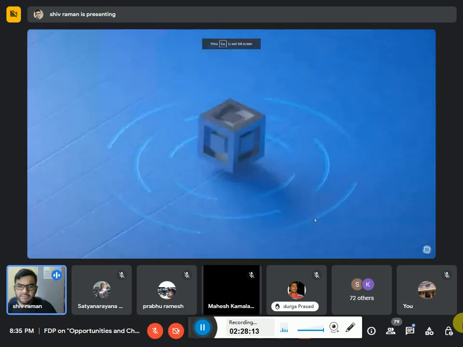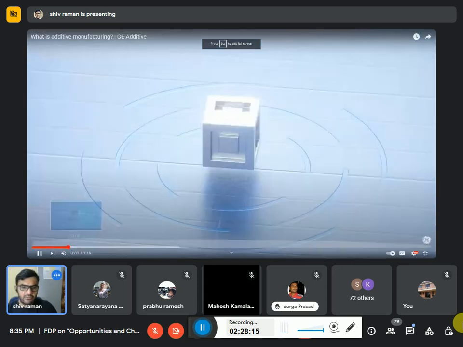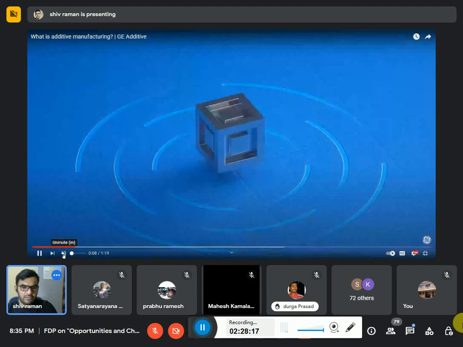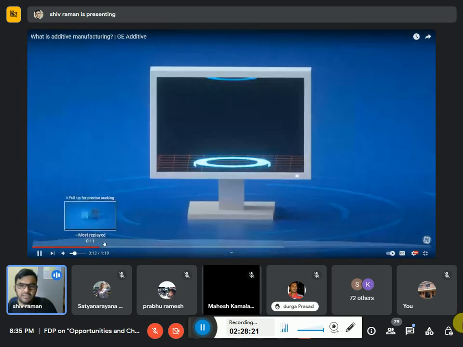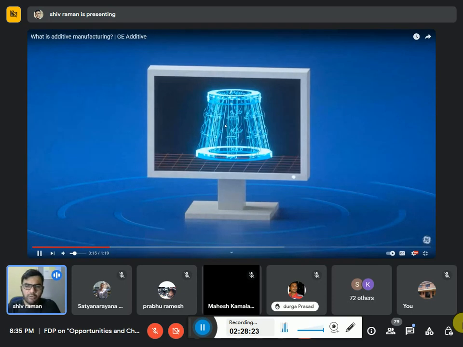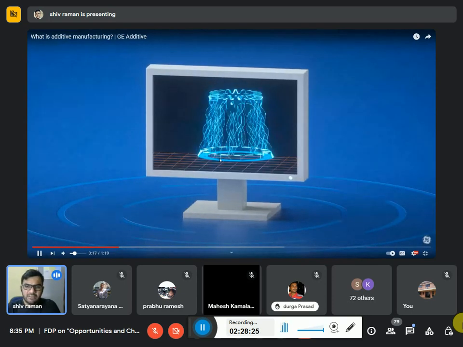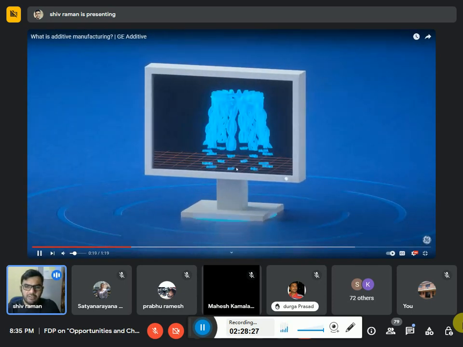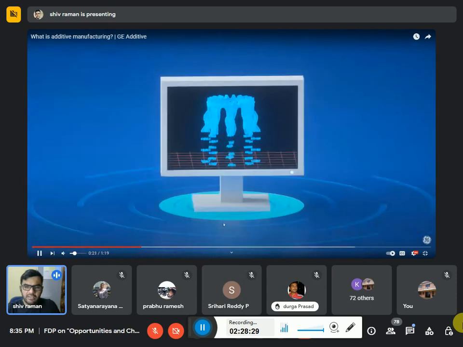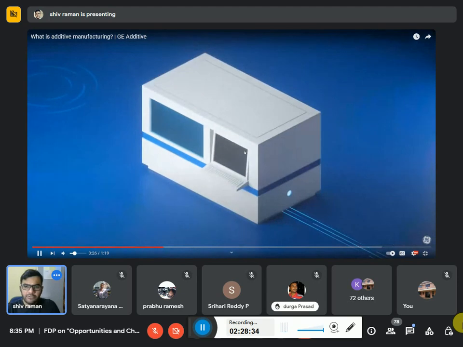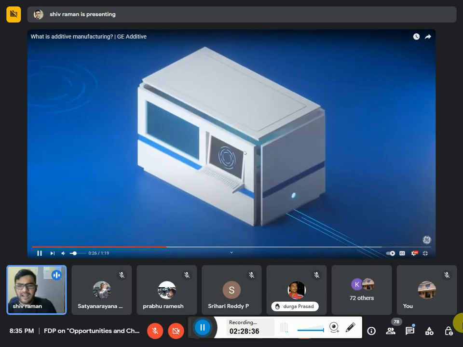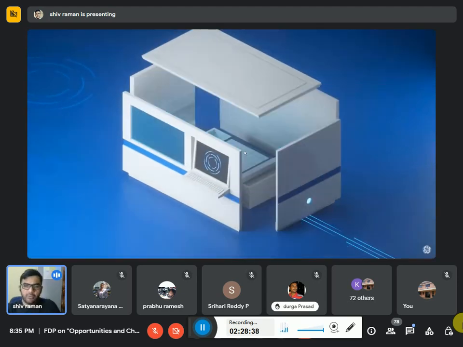I hope this screen is visible to you guys. Here you can see, first of all, we generate a 3D CAD model. We slice that 3D CAD model into different layers, and these sliced layers are transferred to our 3D printer. The first slicing was done for the bottom surface.